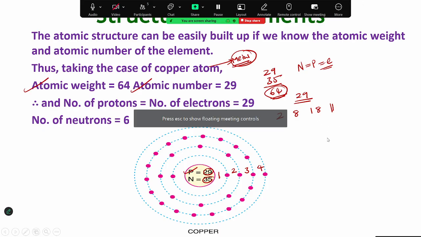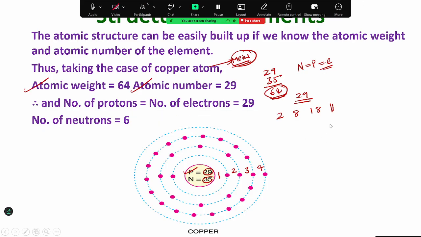See here. The first orbital has how many electrons? 2 electrons. The second orbital has 8 electrons. The third orbital has 18 electrons. And the fourth orbital has how many electrons? 1 electron. So by applying external energy or an external source, we can easily remove this electron.